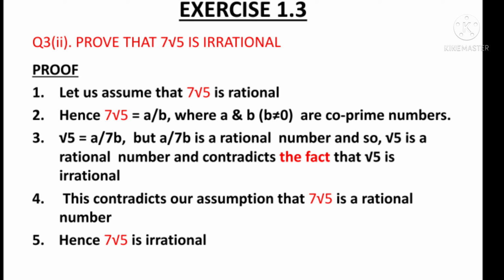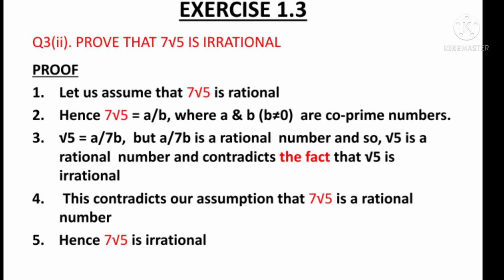Now let us see the answer in the view foil. So here again the first step is we are assuming that 7 root 5 is rational. So 7 root 5 can be written in the form of a by b. You can take p by q or m by n, whatever you want, and just write the statement: a and b are co-prime numbers and b is not equal to 0. Therefore, we can write root 5 is equal to a divided by 7b.